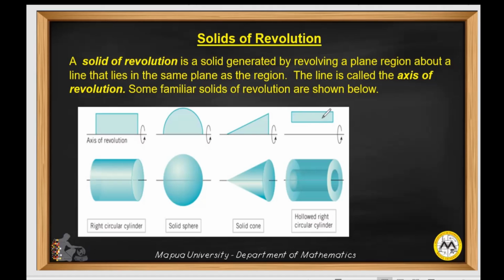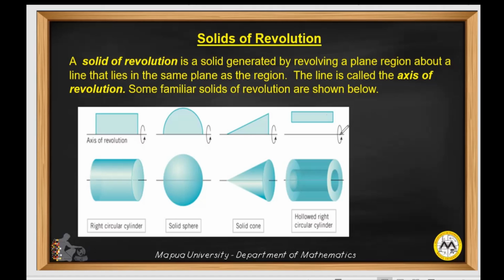Now, look at the last plane region. What is the difference of this plane region from the rest? Take note that this rectangular plane does not touch the axis of revolution, unlike the first three figures in which the plane region touches the axis of revolution. Here, the rectangle does not touch the axis of revolution.